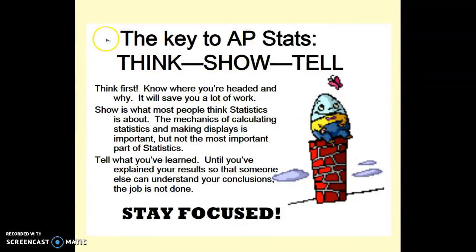All right, so I just wanted to go over one of the key things to AP Statistics: think, show, and tell. All right, so your AP Statistics problems will be much easier if you know where you're headed and why. It's going to save you a lot of work, and you'll understand as we start going through this course. So showing is the most important thing about statistics, okay? So one of the most important things. You're going to have to show the mechanics of calculating statistics. So right now, get used to the fact that you will have to be showing your work.